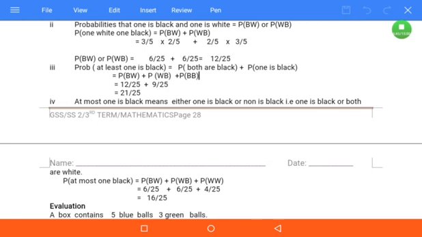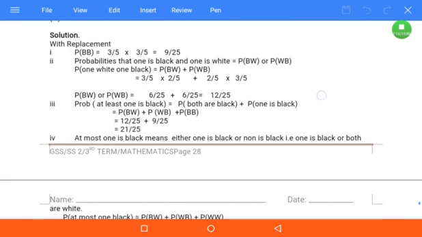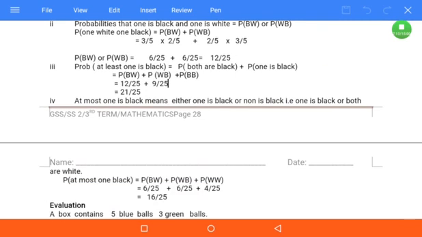So the probability of picking at least one black means either you pick one black and one white, or both are black. Do you understand? Good. So what is the probability of picking one black? That is black and white, or white and black. Then both black. We've solved for black and white in number 2, so just pick your answer, which is 12/25, plus the both black solution from number 1, 9/25. So we add together, and that gives us 21/25.